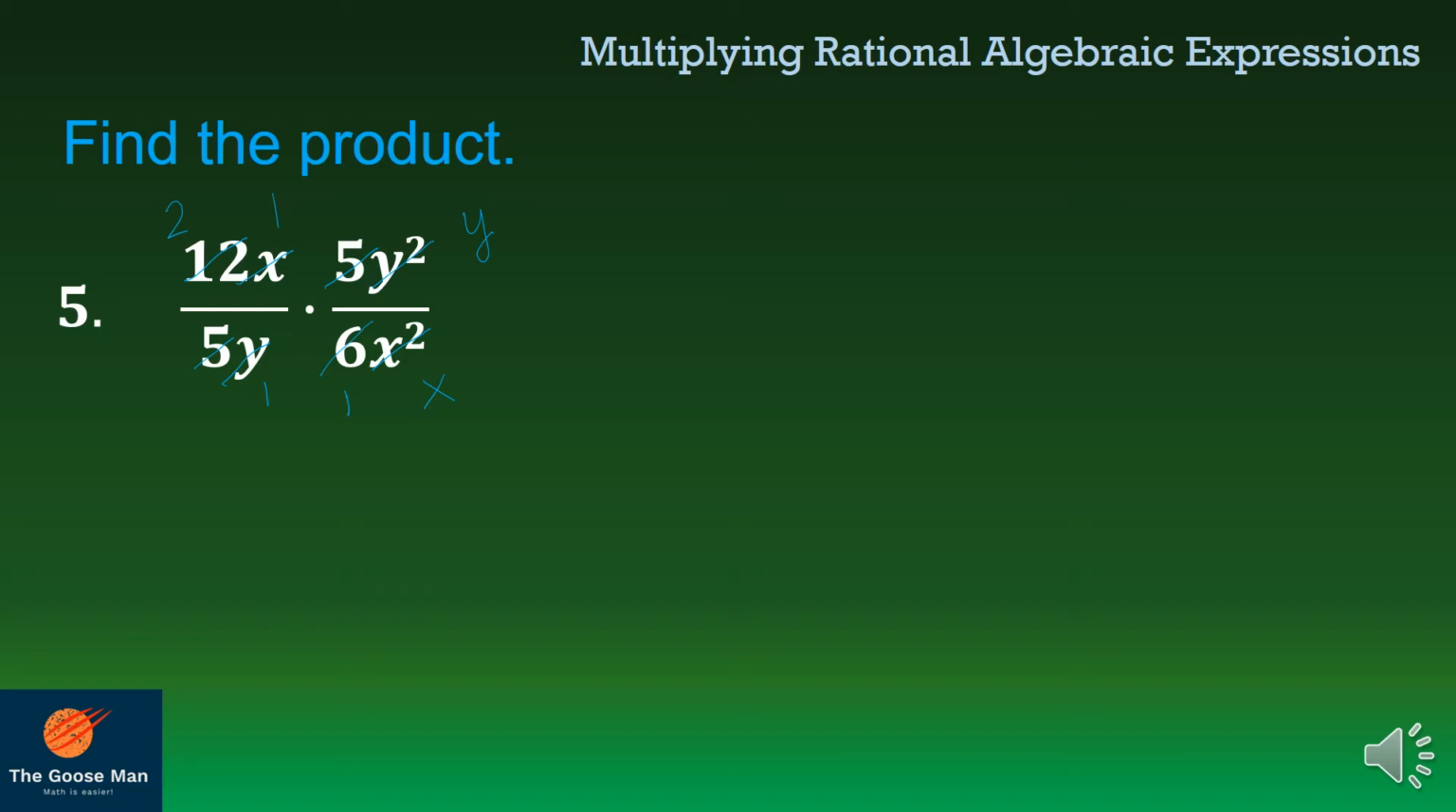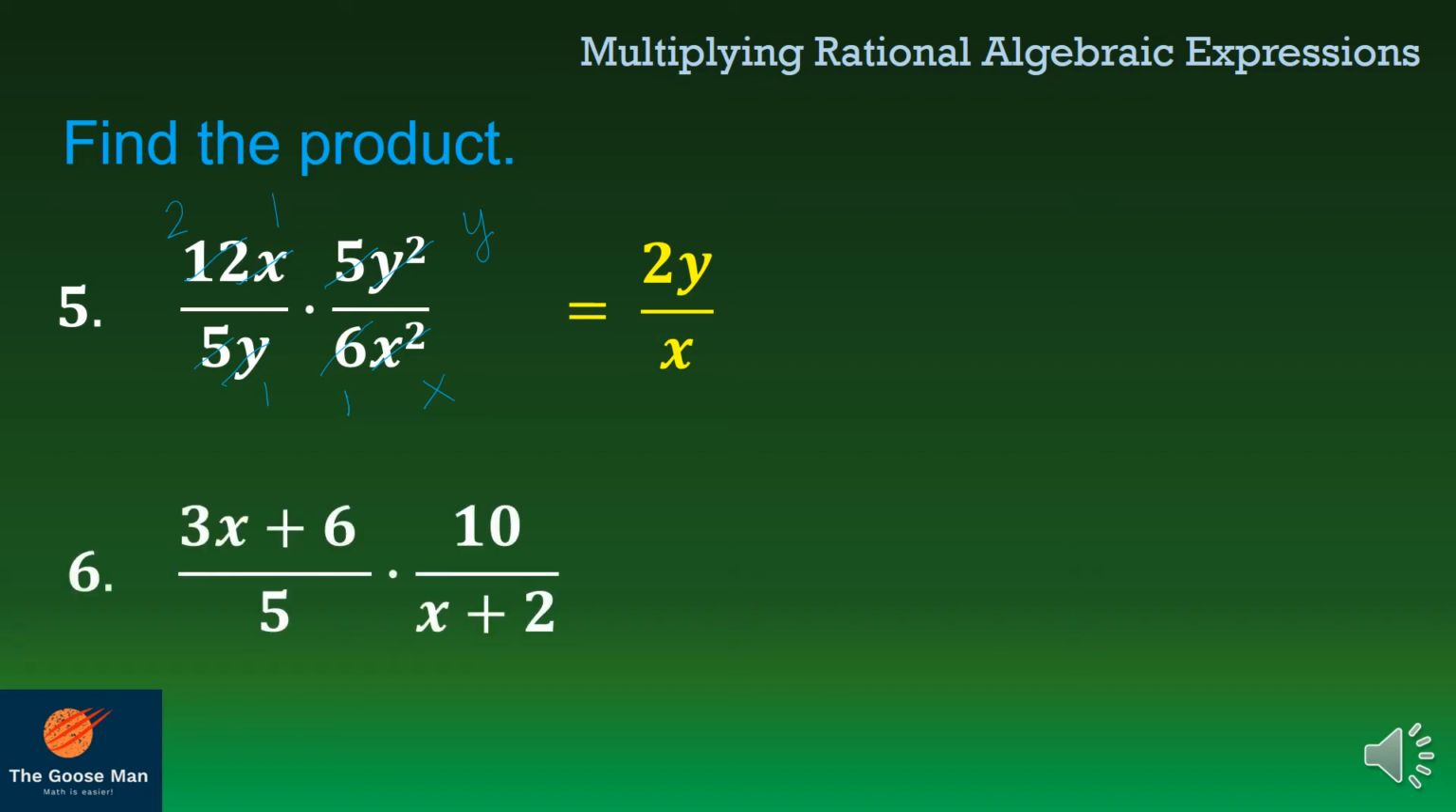So if I'll multiply the remaining factors, 2 times 1 times y, all over 1 times 1 times x, so come up with 2y all over x. Let's have the next example: 3x plus 6 all over 5 times 10 all over x plus 2.